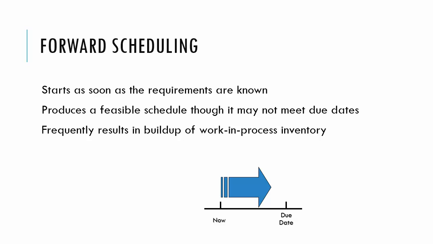but it's not a hard constraint, it's a soft constraint. And forward scheduling often results in the buildup of work in process inventory because we're not thinking about which machines or work centers are going to be used based on different jobs at different times. So we're not really taking a holistic or global perspective when we're thinking about all the different jobs.